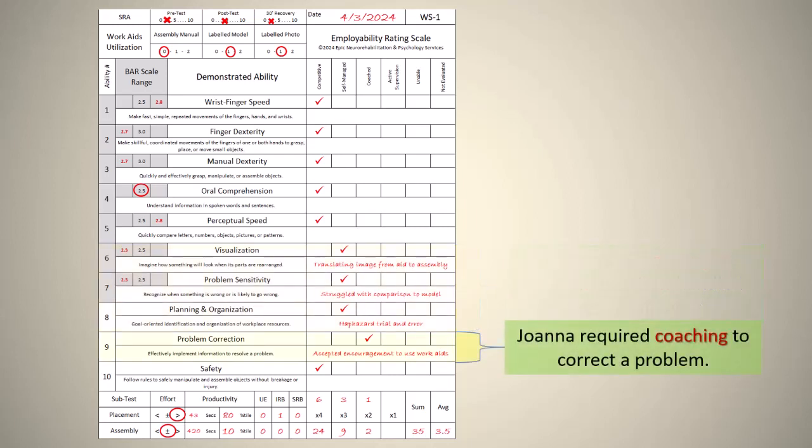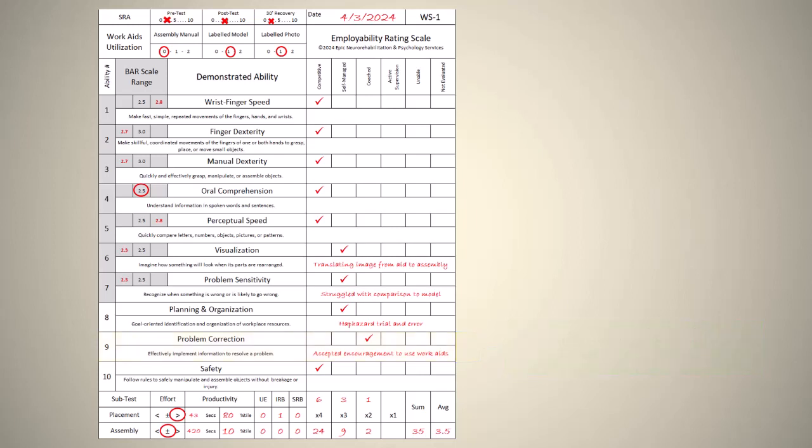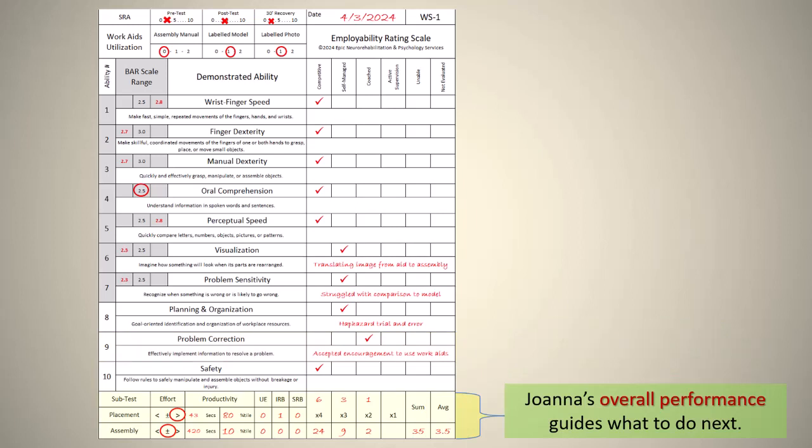Susan's judgment on Joanna's performance in terms of problem correction was at the coach level because she needed encouragement from Susan, and she accepted the encouragement to use the work aids to figure out what problems she was having and correcting them. And then finally, Joanna's overall performance guides us in terms of what to do next.